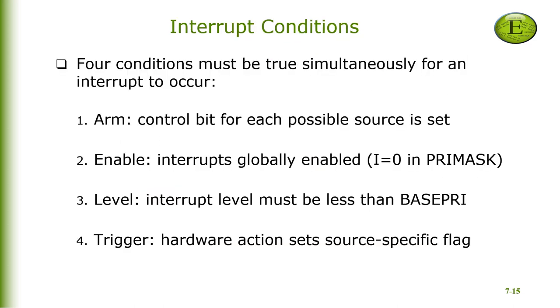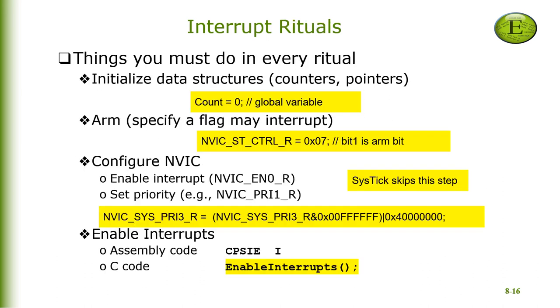So once again, a gentle reminder: you should always keep in mind those four conditions, arm, enable, the priority level, and the trigger, that must be fulfilled for an interrupt to occur and to be serviced.